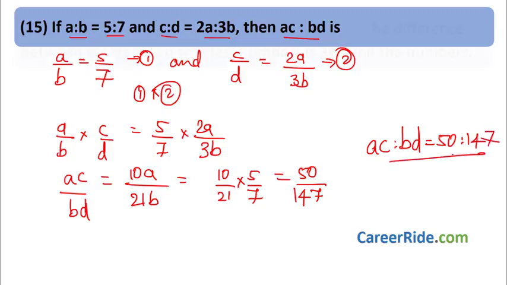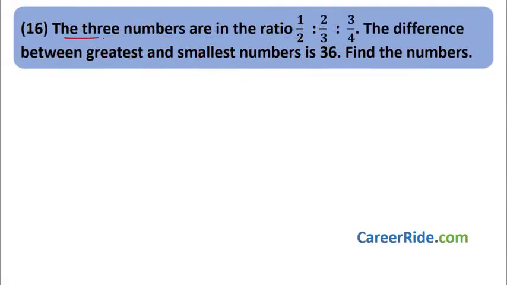Moving on, the three numbers are in the ratio 1 by 2 is to 2 by 3 is to 3 by 4. The difference between greatest and smallest numbers is 36. Find the numbers. Now the ratio of three numbers is 1 by 2 is to 2 by 3 is to 3 by 4. We do not know the actual numbers. This is nothing but ratio. So what would be the actual numbers? How to find the actual numbers?